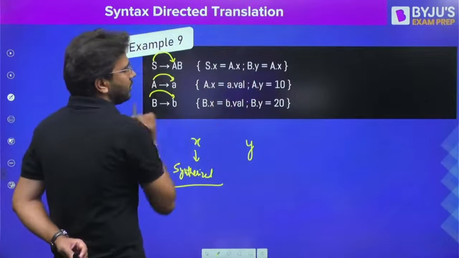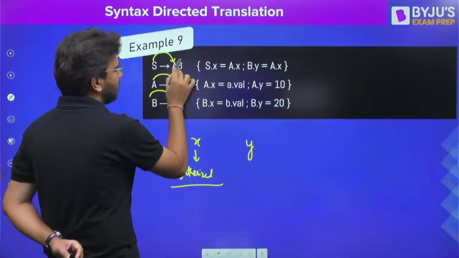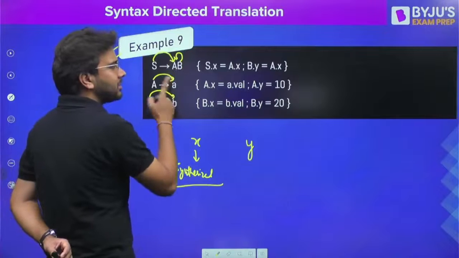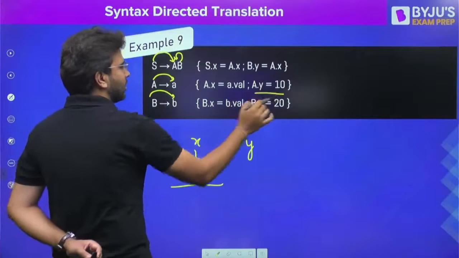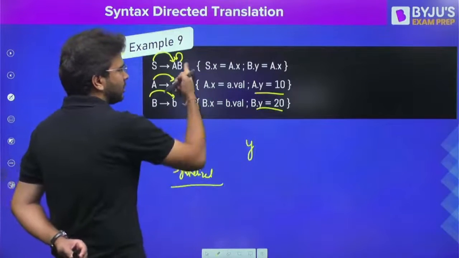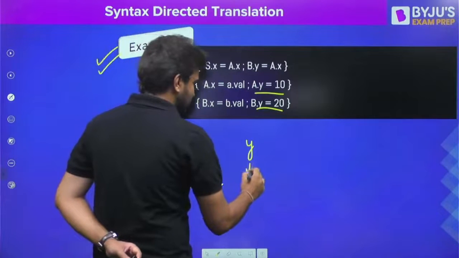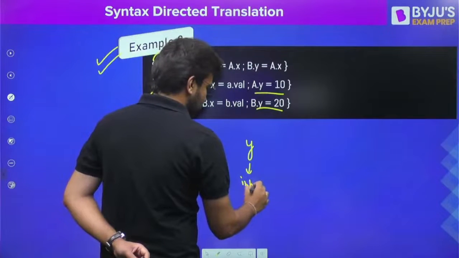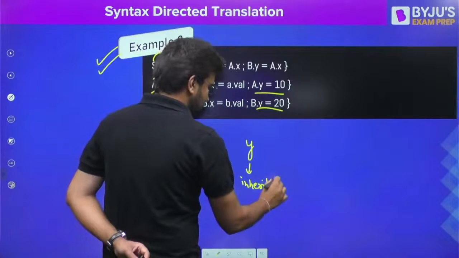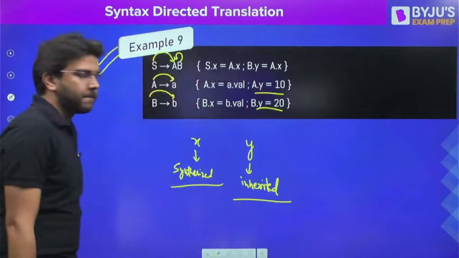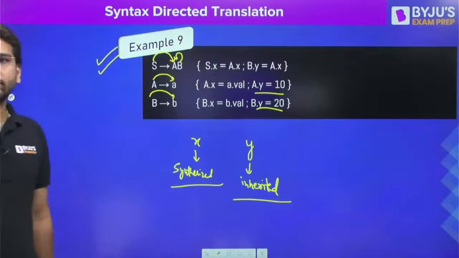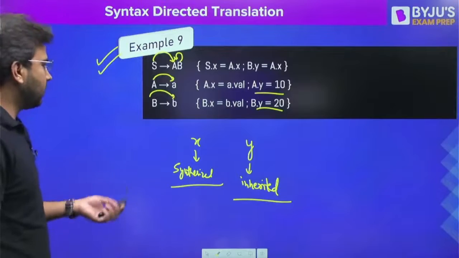What about y? B dot y is equal to A dot x. Taking the value from its sibling. These are constants, so no need to consider them. Just on the basis of this, we can say it is inherited. It is inherited. Clear? Yes, that is correct. Fine.